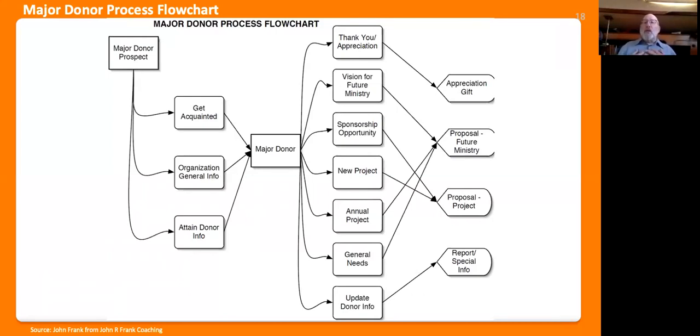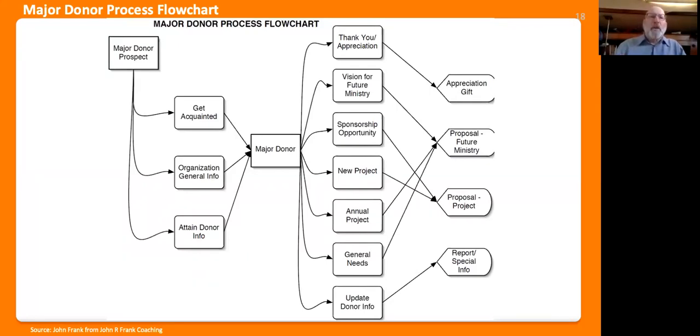So I was a full-time major donor rep for a Christian university. So I was out on the road talking, and I had a list of 100, 125 names. This is a major donor rep. Some of them have up to 150, 200 names. All right, so this is a way to process your work with your major donors.